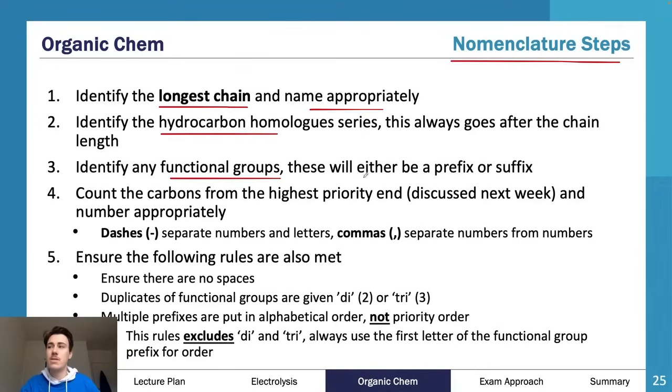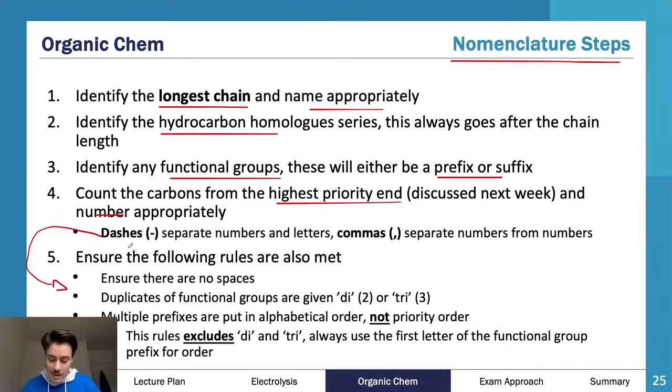Then I go through and identify my functional groups. I need to determine whether I'm going to need a prefix or a suffix. That's really going to determine how I then go and name things. I then count the carbons from the highest priority end to the lowest priority end, and I number appropriately. And then I ensure a few rules are met. Now, I should have probably put this further down because it should really be in the rules, but we'll talk about it now. Really important.